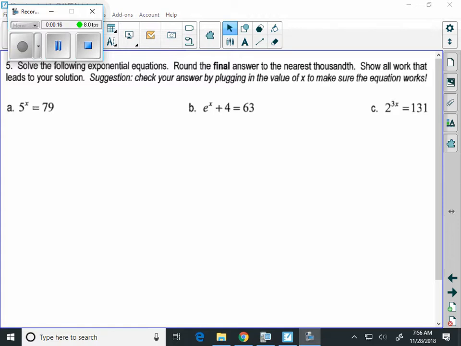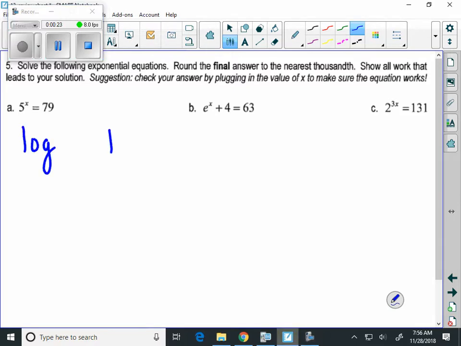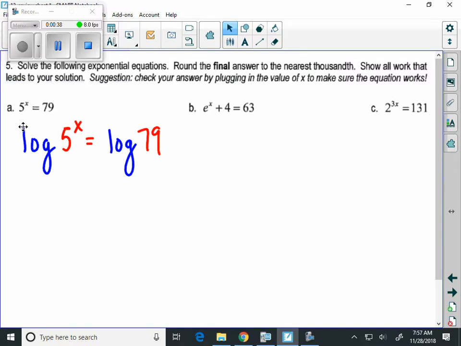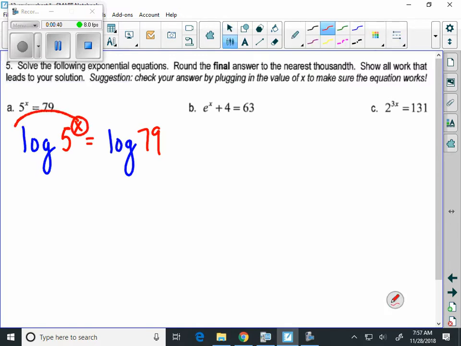But what we're doing on these types of problems, because the variable is an exponent, is we're going to put a logarithm in. Put log in for both sides. So it's going to be log of 5 to the x equals log of 79. Second step, we're going to take that x and write it out in front. We're going to use that power property of logarithms. So this is going to be x log 5 equals log of 79.